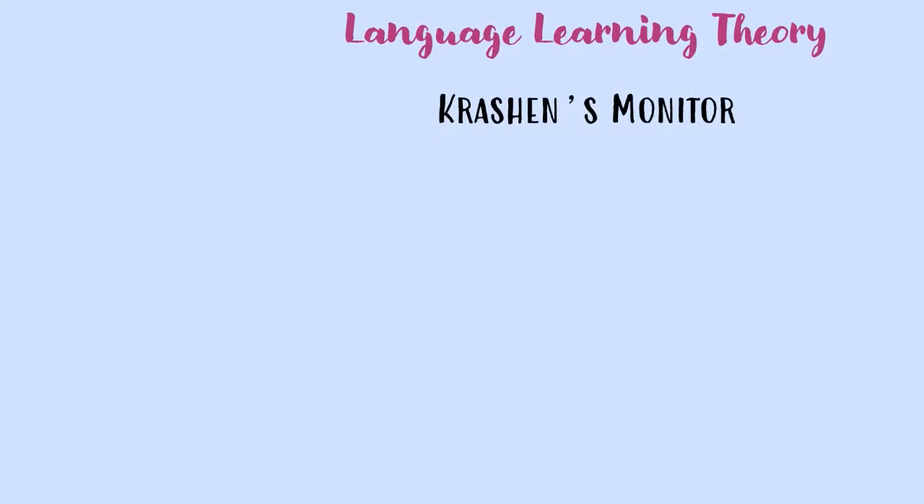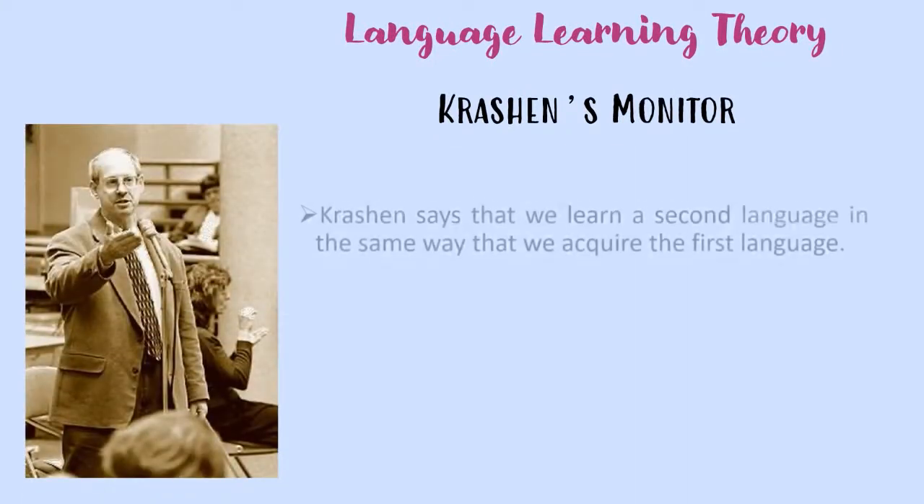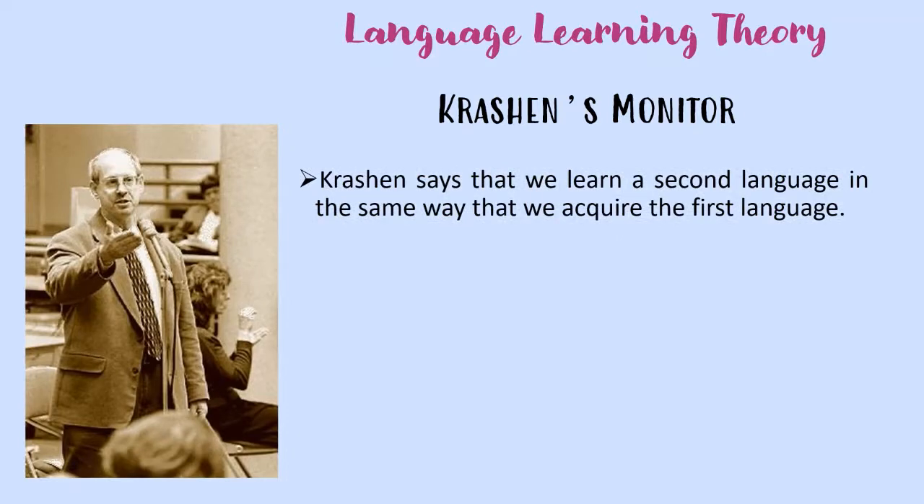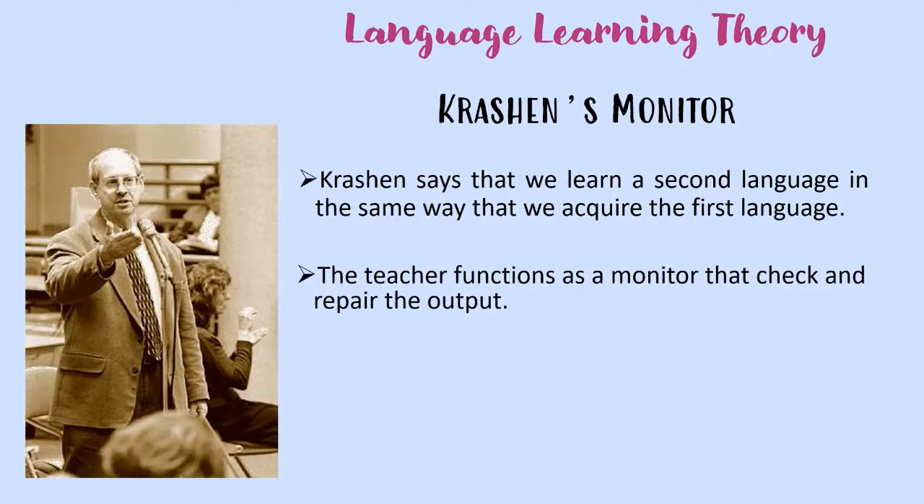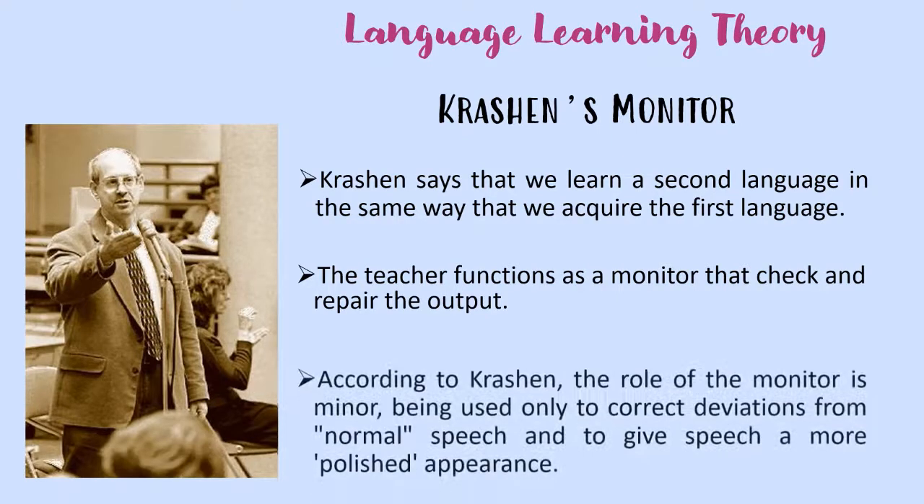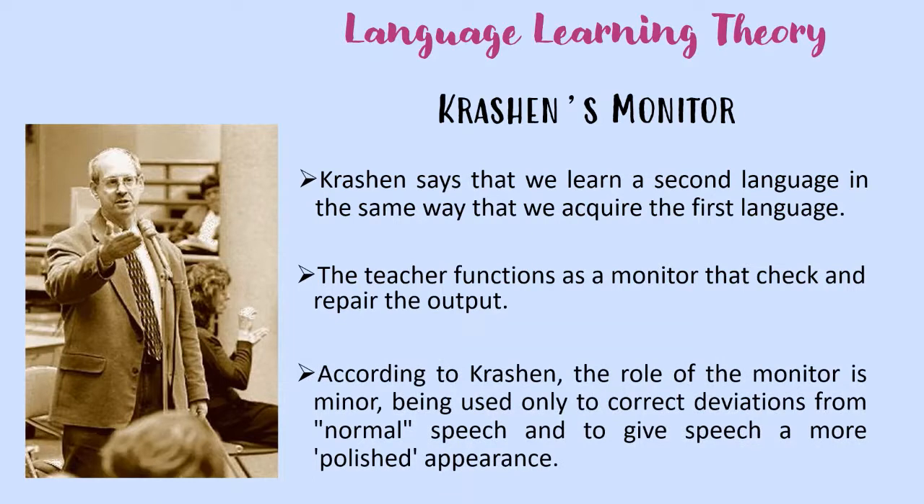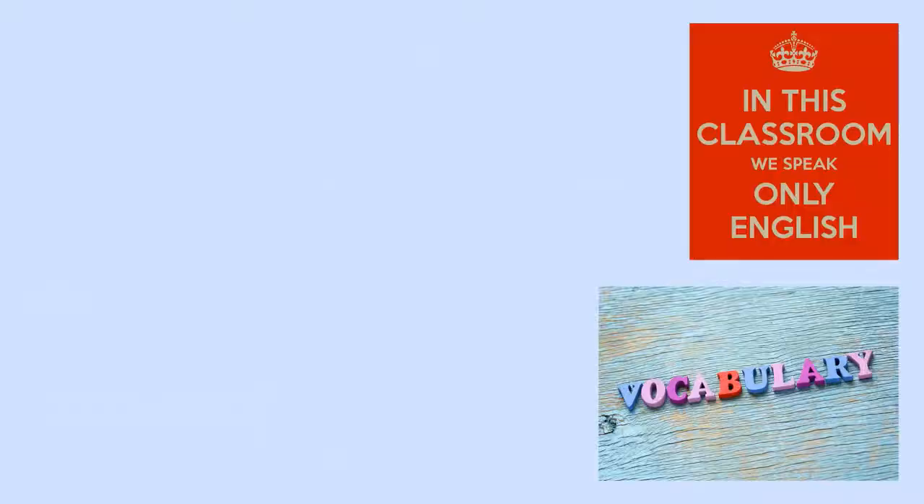Language learning theory: Krashen's monitor. Krashen says that we learn a second language in the same way that we acquire the first language. The teacher functions as a monitor that checks and repairs the output. According to Krashen, the role of the monitor is minor, being used only to correct deviation from normal speech and to give speech a more polished appearance.